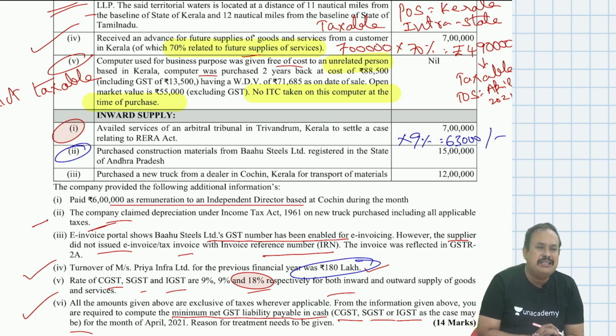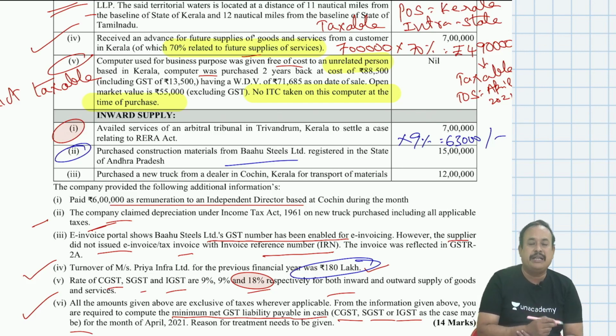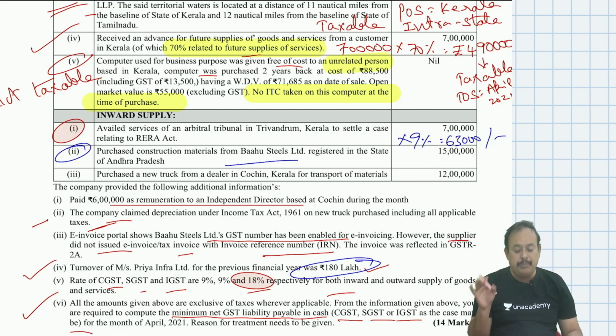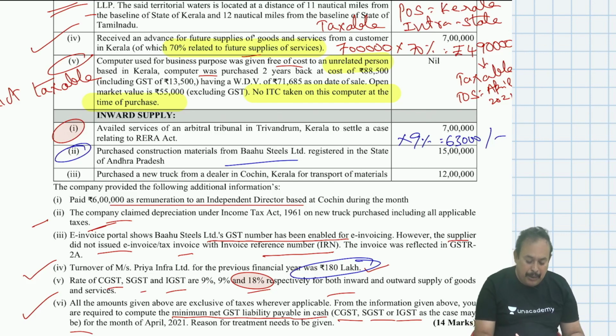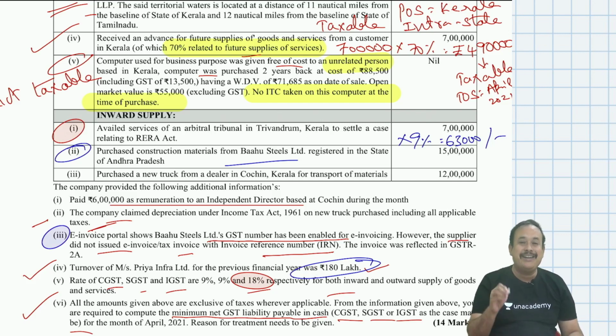Purchase construction material from Bahu Steels Limited. Repeating, purchase the construction material from Bahu Steel Limited in the state of Andhra Pradesh, 15 lakhs they purchase. Now, for which we have given here point number 3, adjustment. If you refer here, e-invoice portal is enabled. E-invoice is mandatory for Bahu Steel Limited, but they have not issued the e-invoice, they have not issued the tax invoice. But that particular invoice was reflected in the GSTR 2A return.